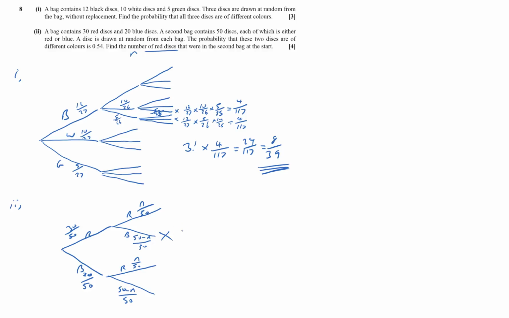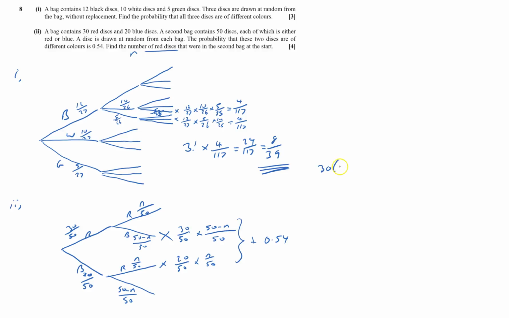And so I've got to work out their different colours, so it's going to be that one there. I'll put a cross there to remind myself I'm timesing. So that'll be 30 over 50 times by 50 minus N over 50. Or I could get blue and red, which is 20 over 50 times by N over 50. And if I add those together, that's got to give me 0.54.